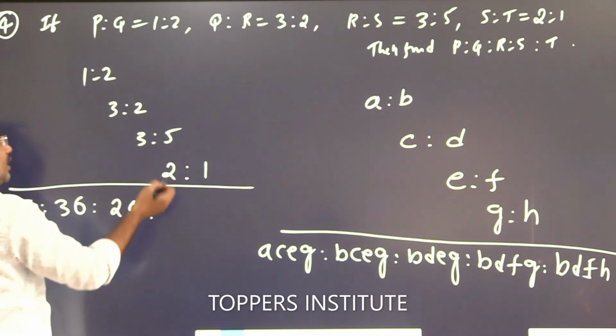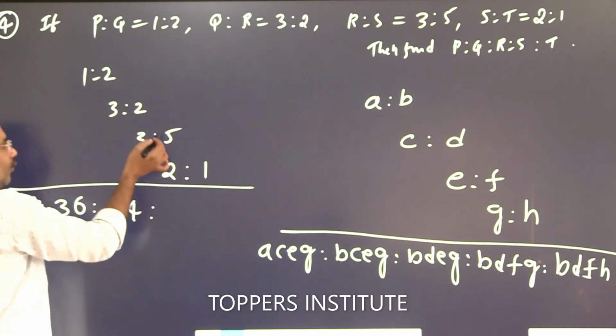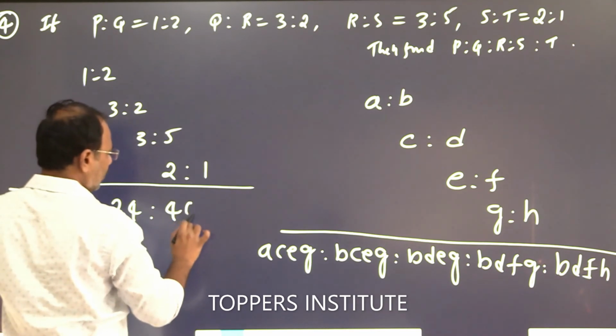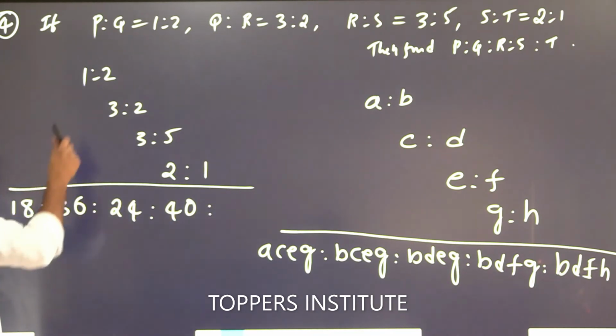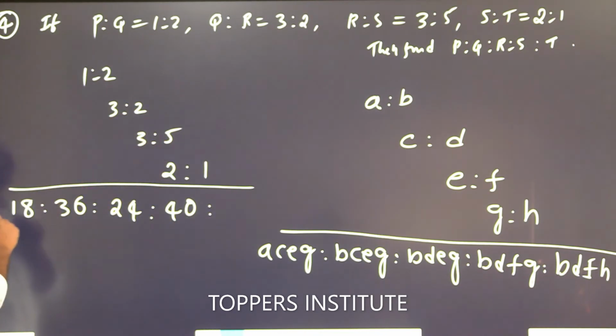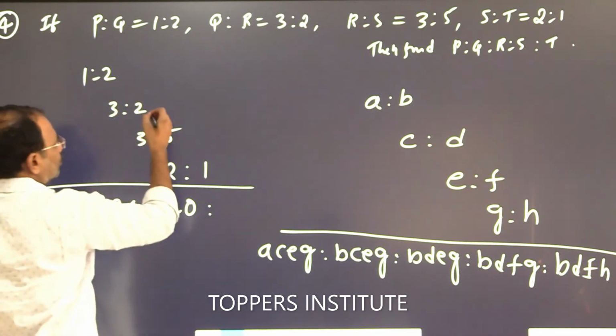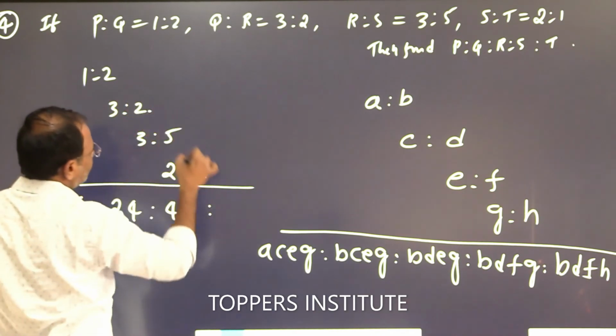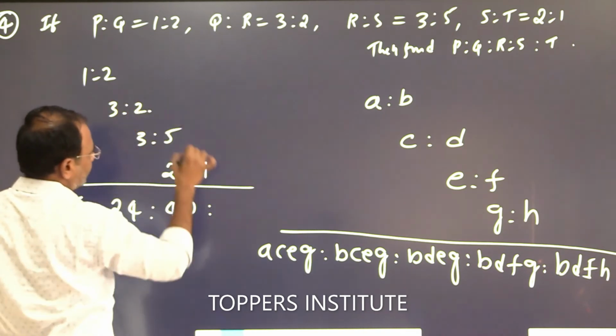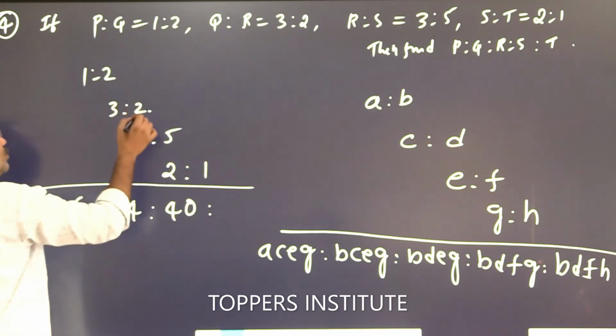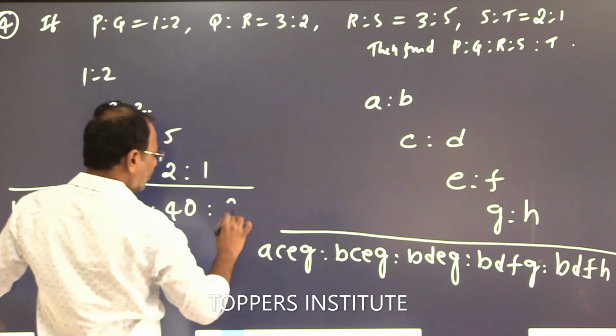2 into 2 is 4, 4 5s are 20, 20 2s are 40. Once again, the fourth term is 2 into 2 into 5 into 2. The last term is 2 into 2 into 5 into 1. The last term is nothing but the product of consequents. 2 into 2 is 4, 4 into 5 is 20, 20 1s are 20.